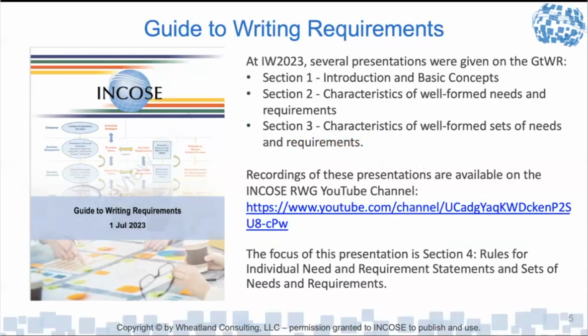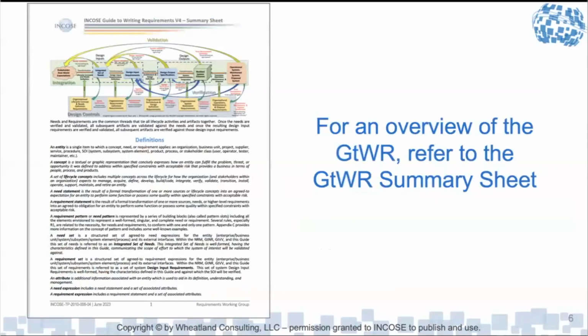At IW 2023 in January, the focus was on the Guide to Writing Requirements. We had Section 1, Introduction to Basic Concepts, Section 2, Characteristics of Well-Formed Needs and Requirements, Section 3, Characteristics of Well-Formed Sets of Needs and Requirements. There's a detailed presentation on each of those on the YouTube channel in the playlist for the Guide to Writing Requirements, and we'll be adding this presentation to that. The focus of this then is Section 4, the rules for individual need and requirement statements, and sets of needs and requirements. We have a 7-page summary sheet for version 4.